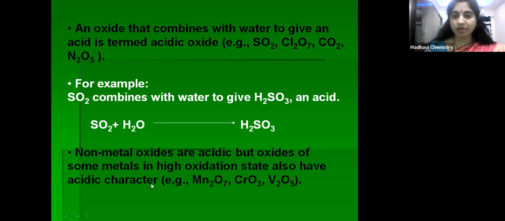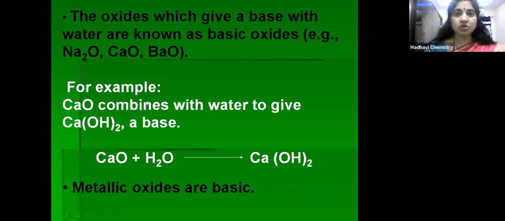Not only non-metal oxides have acidic character, but also metal oxides in a high oxidation state, like Mn2O7, CrO3, V2O5. These metals are in a high oxidation state, so they can also show acidic character. Next, coming to the oxides which give a base with water, these are known as basic oxides.